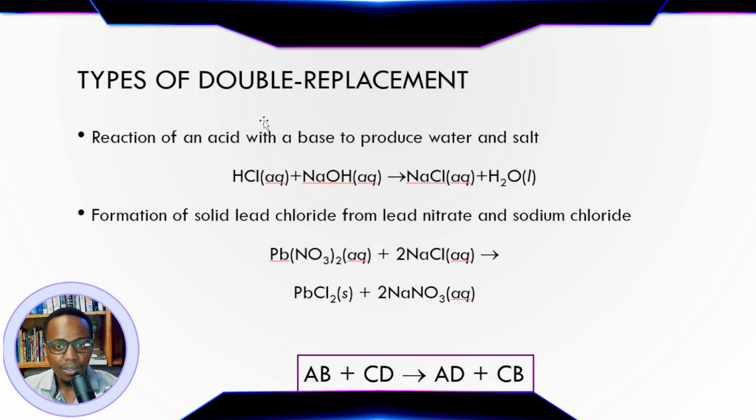For example, you have this one, right? You have two things plus two things, right? Or here, two things plus two things. And it's AB plus CD.